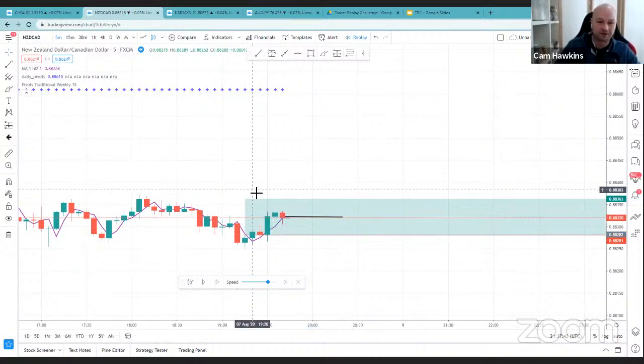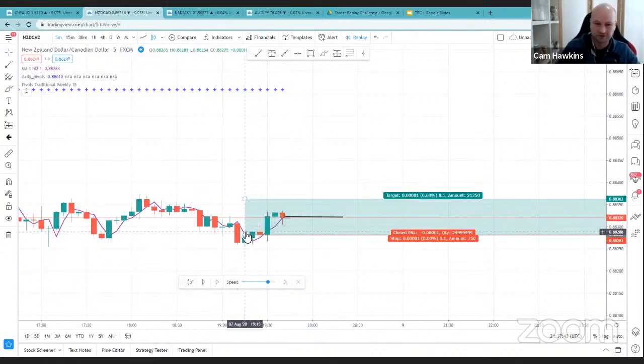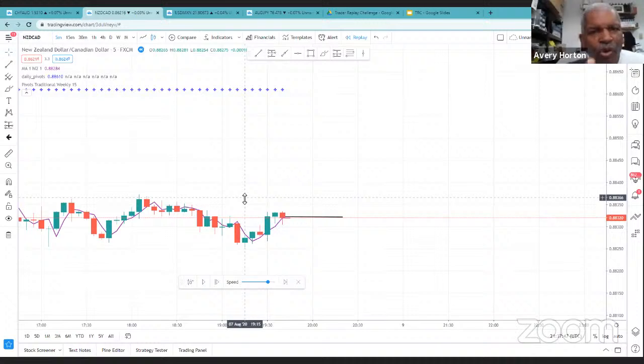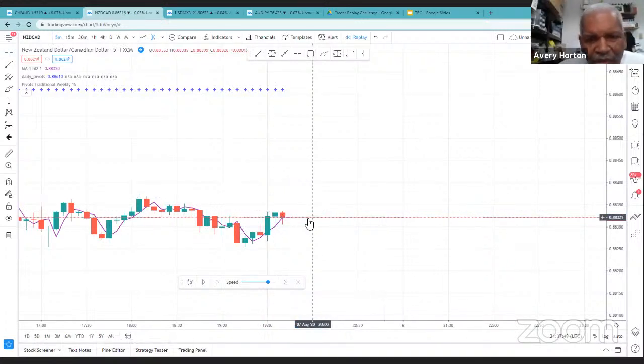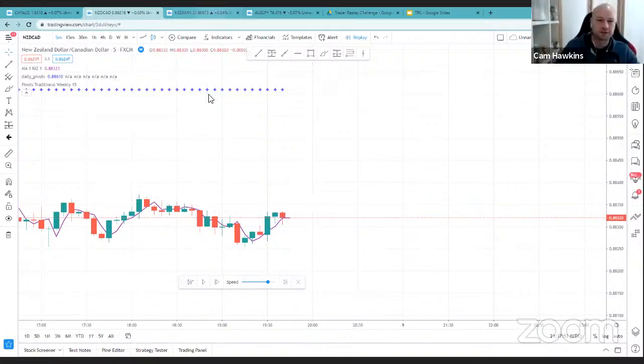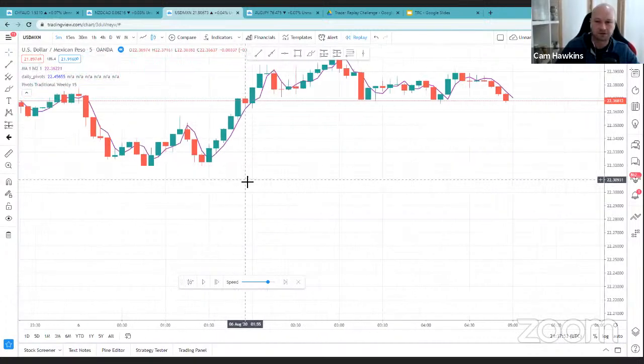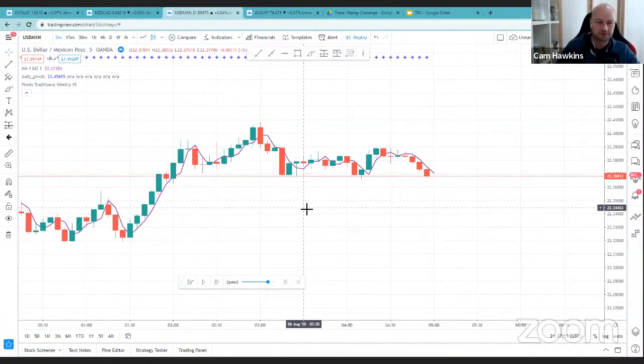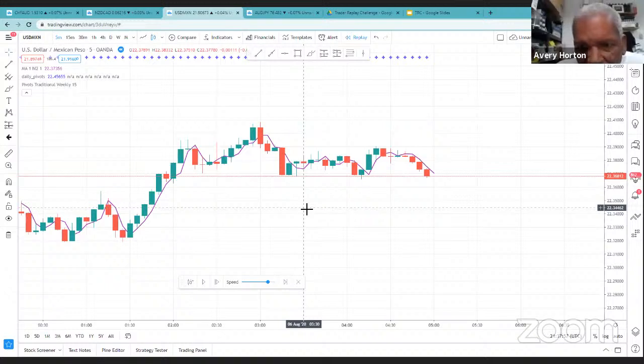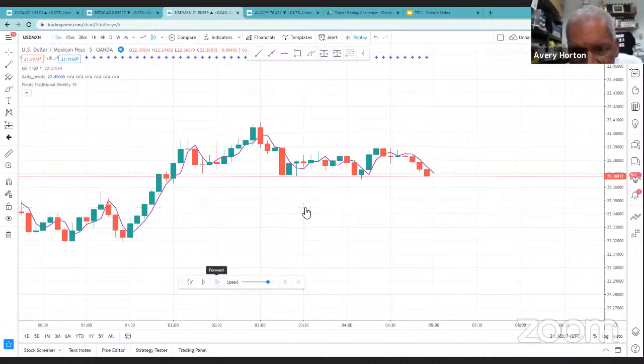Do one more here, and then we'll jump on to the next one. We doing a different chart? We'll do the Mexican peso. So now let's watch and see what it does.